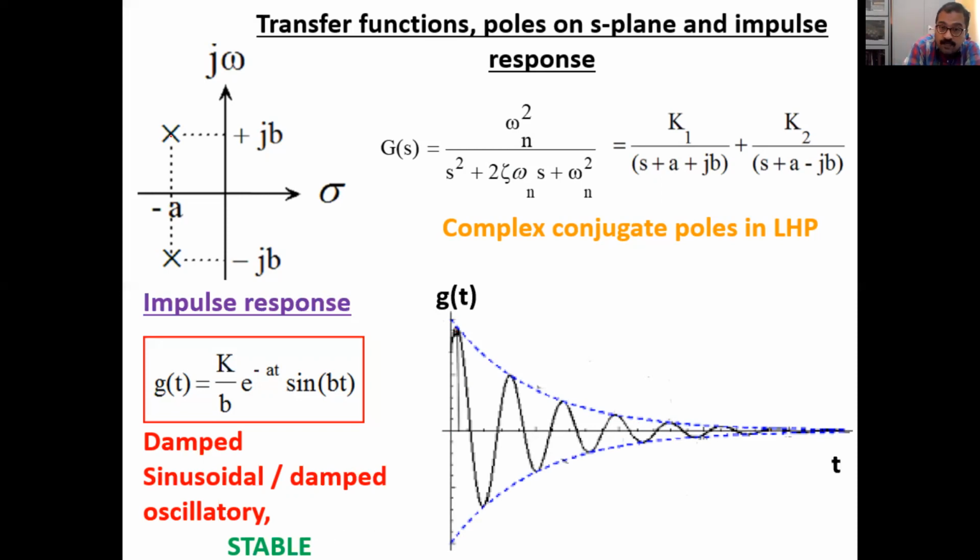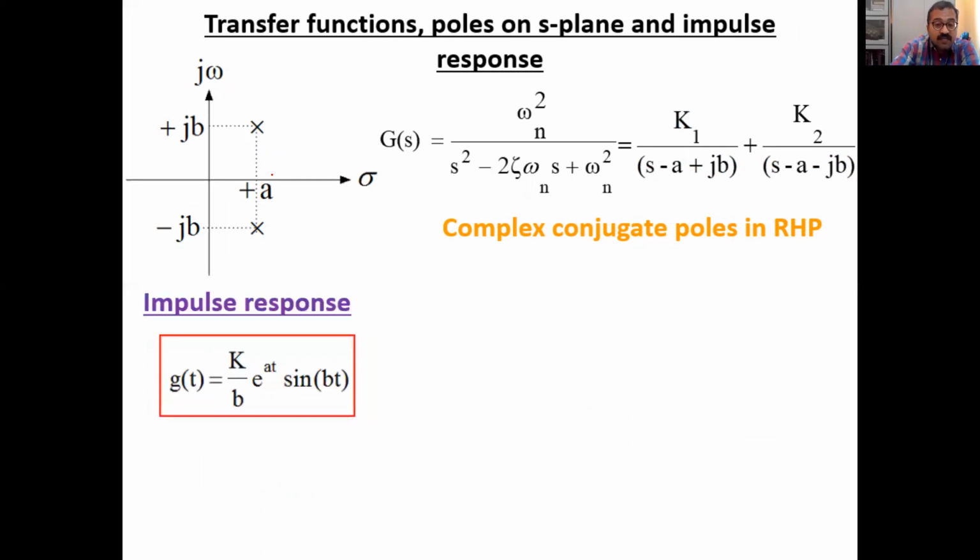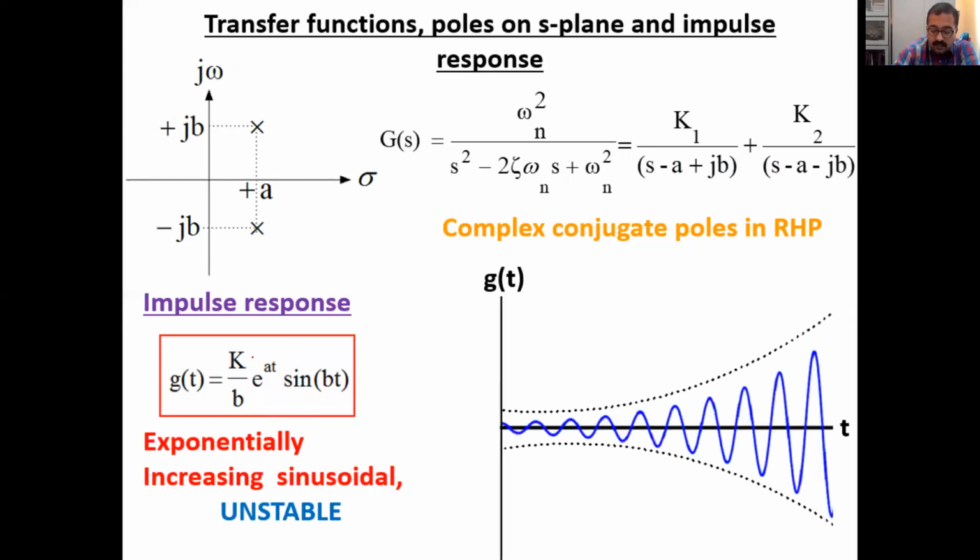So here also keep in mind the poles are in the left half of the S-plane. They are having negative real parts. Now what if the poles are in the right half like this? A pair of complex conjugate poles with positive real parts. Then it is obvious the impulse response will be k by b e raised to at. So as t tends to infinity, the response increases, diverges. It is an exponentially growing envelope, so it becomes infinity. So the system is unstable.